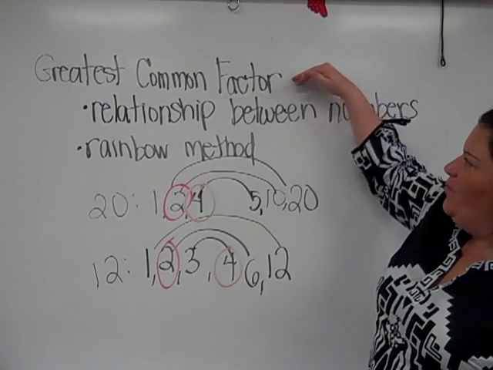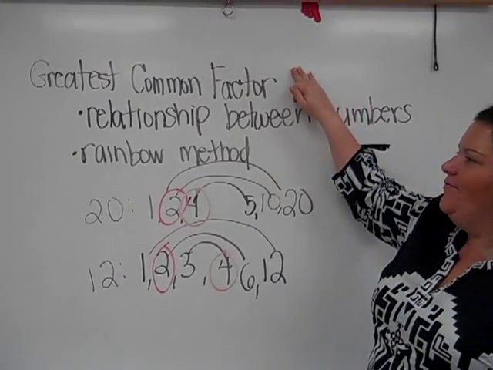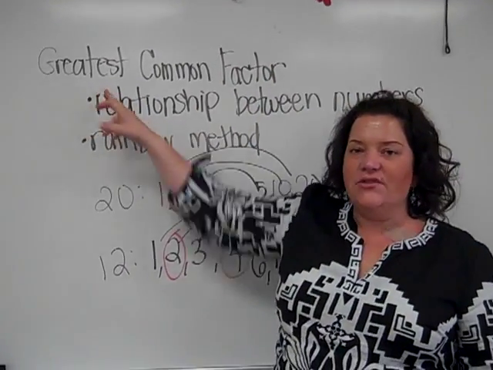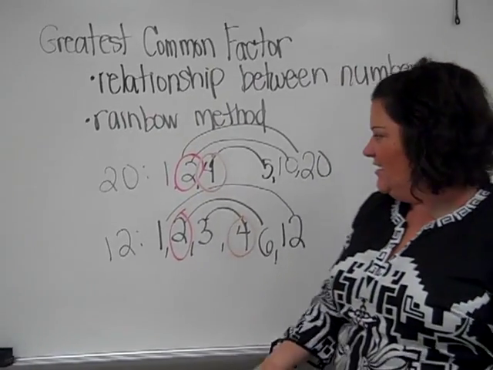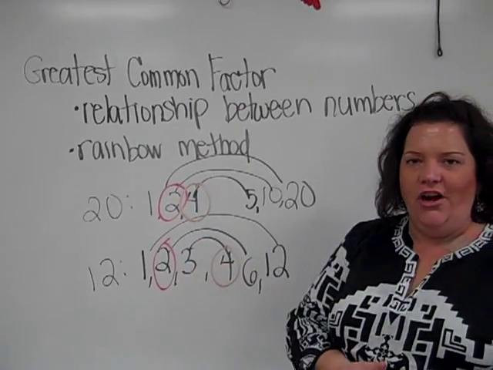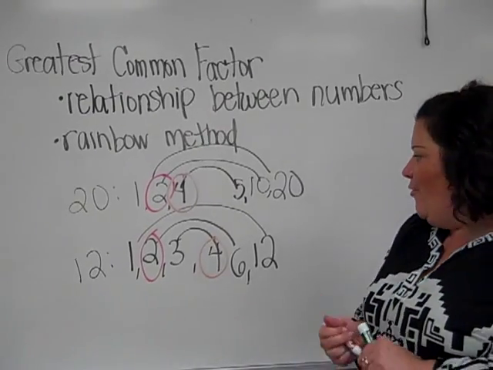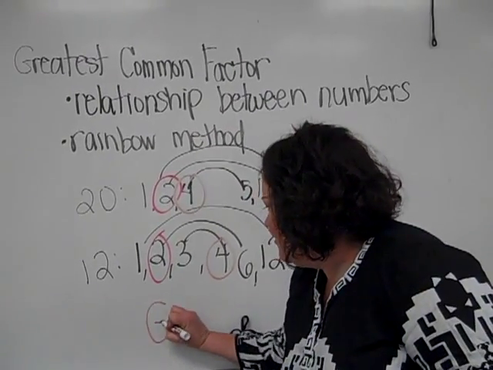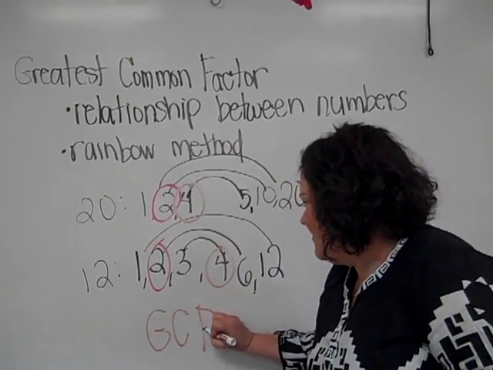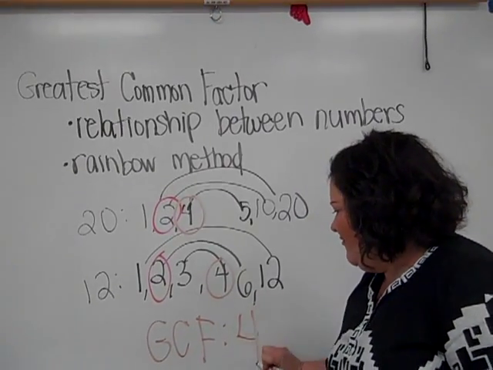So as we go to the greatest common factor, we notice the word greatest, which means largest. So between the 2 and the 4, we know 4 would be the greatest common factor.